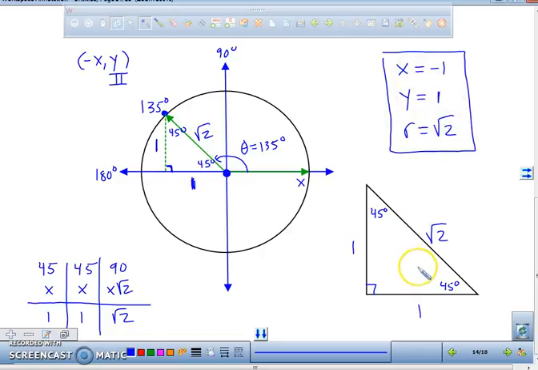Now, our original problem, everybody, was the what? What is the cosine? Is that what it was?